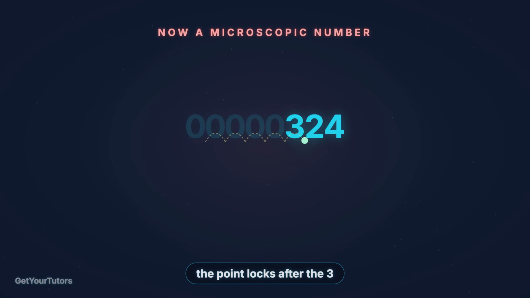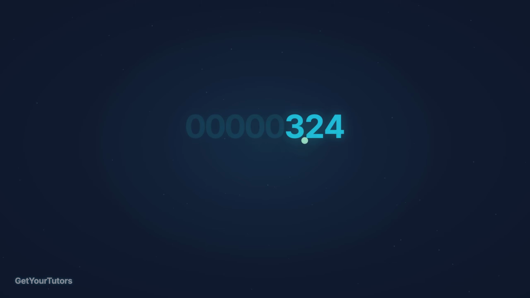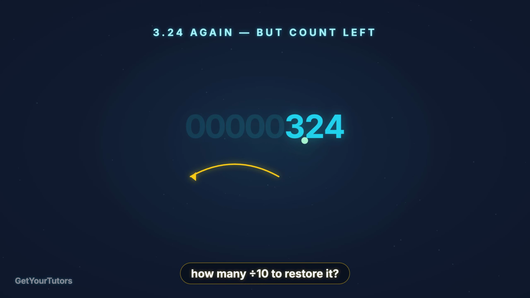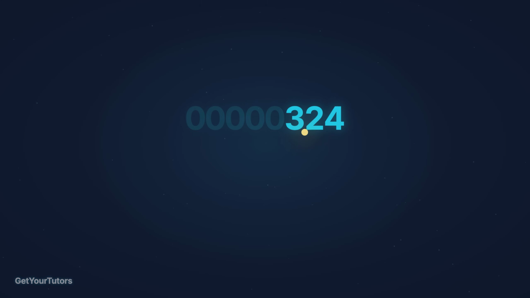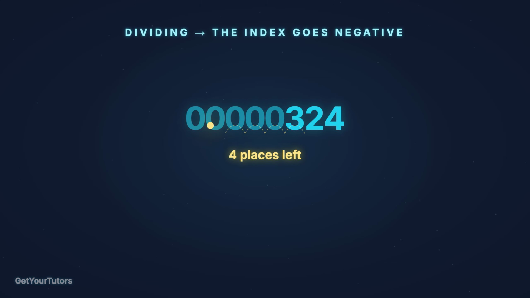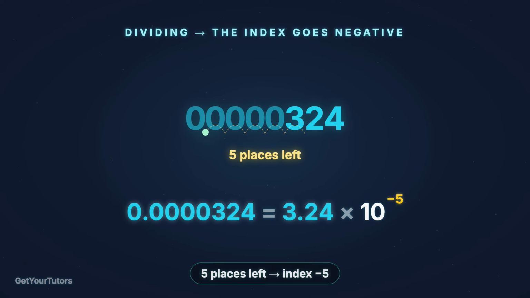For microscopic numbers like 0.00000324, the process flips. Put the decimal after the first 3. We get 3.24 again, but this time, count how many places the decimal must jump left to restore the zeros. It jumps exactly 5 spaces. Because we are dividing by 10, the index is negative, 10 to the power of negative 5.